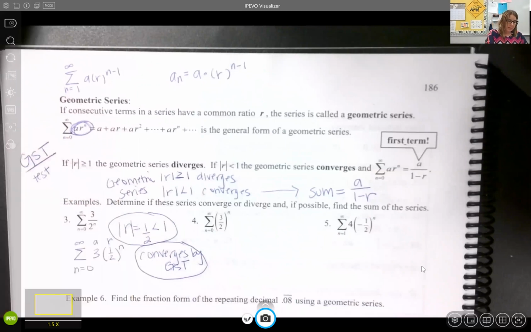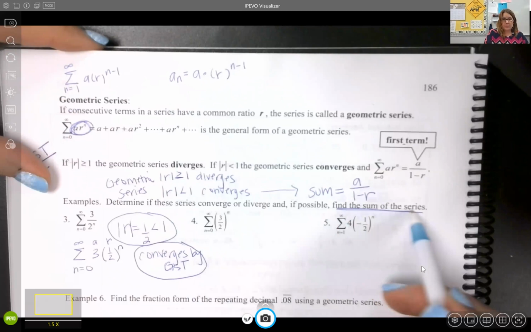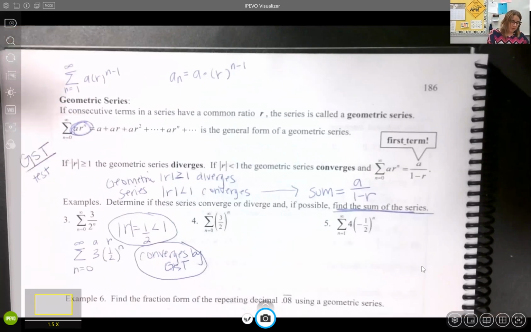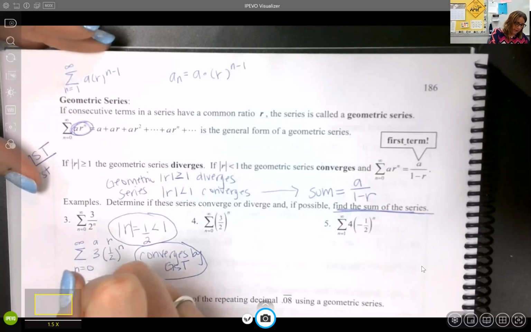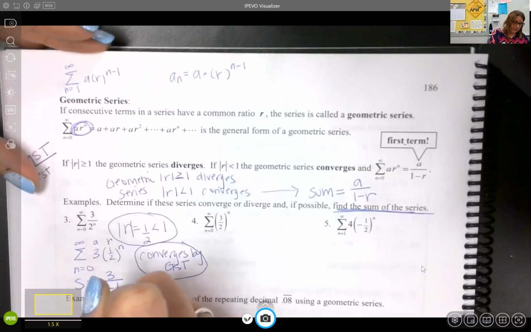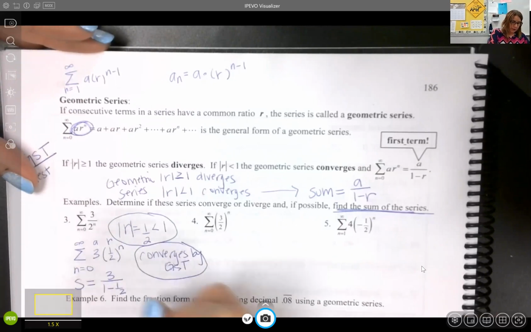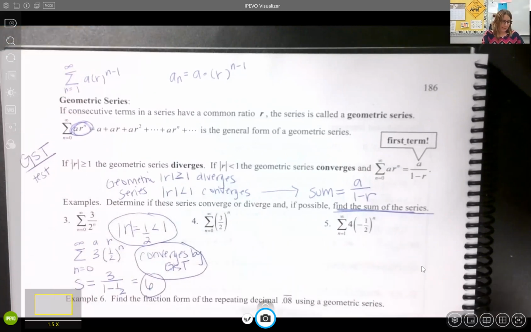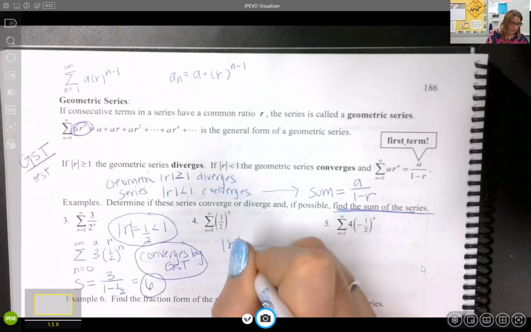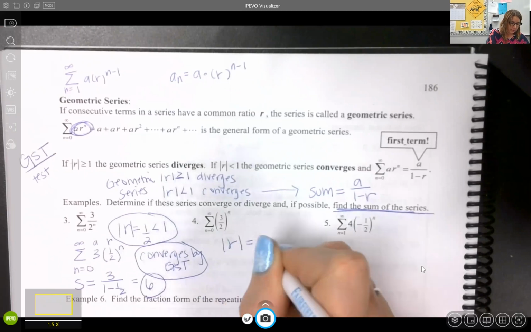Okay, now this says find the sum. So if it does converge, there's a sum. So my sum formula is a1, so 3 over 1 minus r, in this case, a half. So 3 over 1/2 is 6. Okay, so the sum would be 6. So this is going to converge to 6. As I add the terms together, add the terms together, add the terms together, it's going to approach 6 and never pass it.